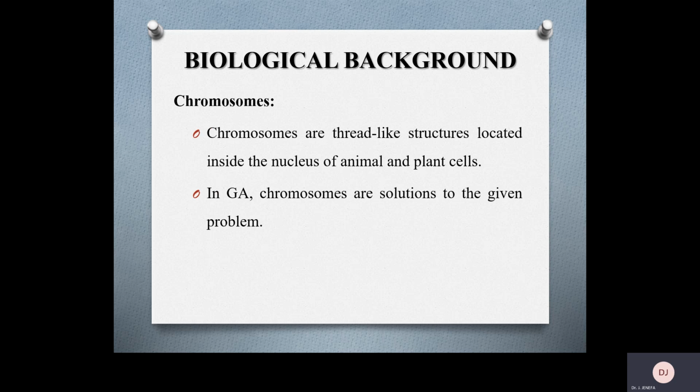Next one is chromosomes. We would have learned about chromosomes in our biology classes. Chromosomes are thread-like structures located inside the nucleus of animal and plant cells. In genetic algorithm, chromosomes are solutions to the given problem. So population is a collection of solutions and each solution is known as chromosome.